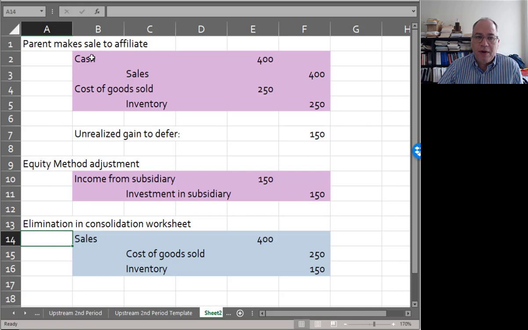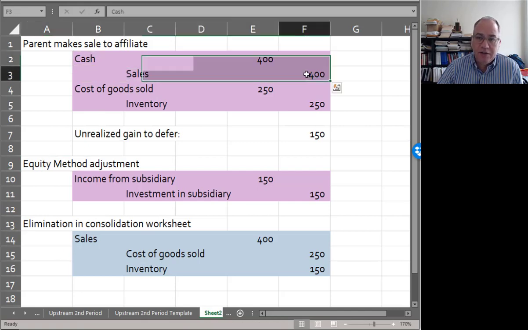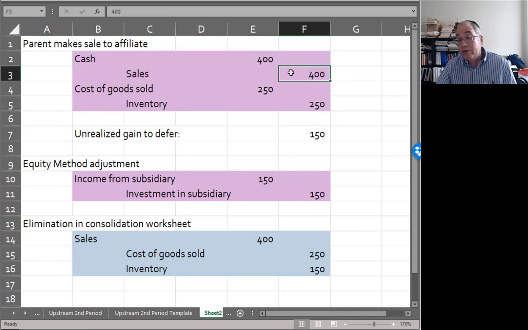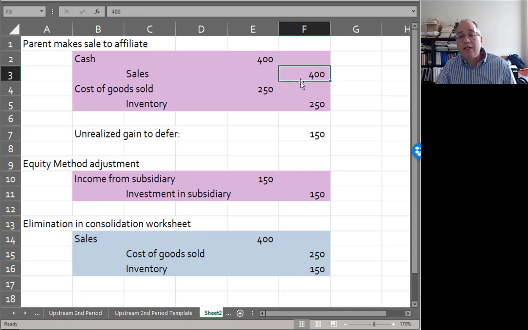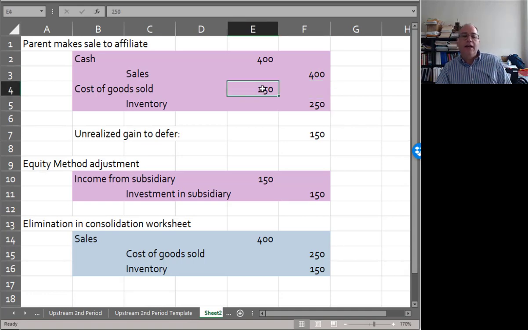And you can see here that the parent would record debit cash, credit sales for the amount of whatever the parent sold to the sub for. And the parent would also record cost of goods sold and inventory, assuming they're using a perpetual inventory system. So that would mean the parent is recording a $150 gain, and that gain has not yet been realized because the parent is selling to an affiliated party, and it's not gross profit according to GAAP. So we're going to have to hold that gain until the sub actually sells to the outside.